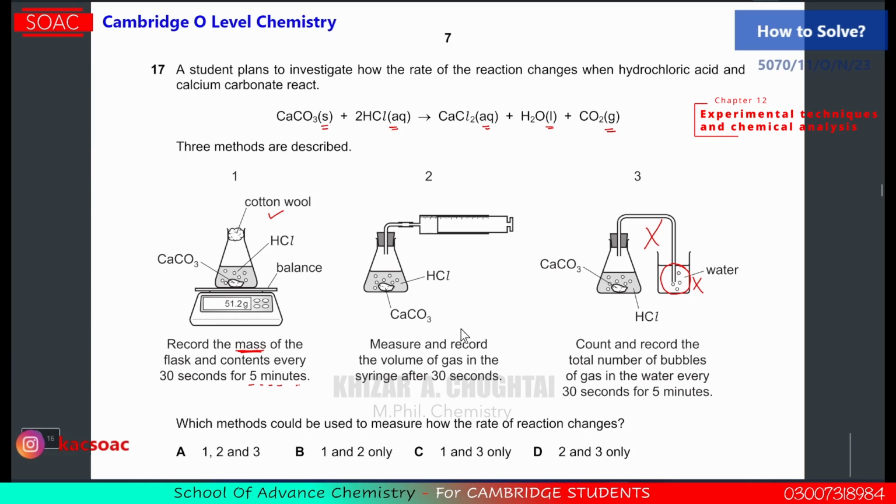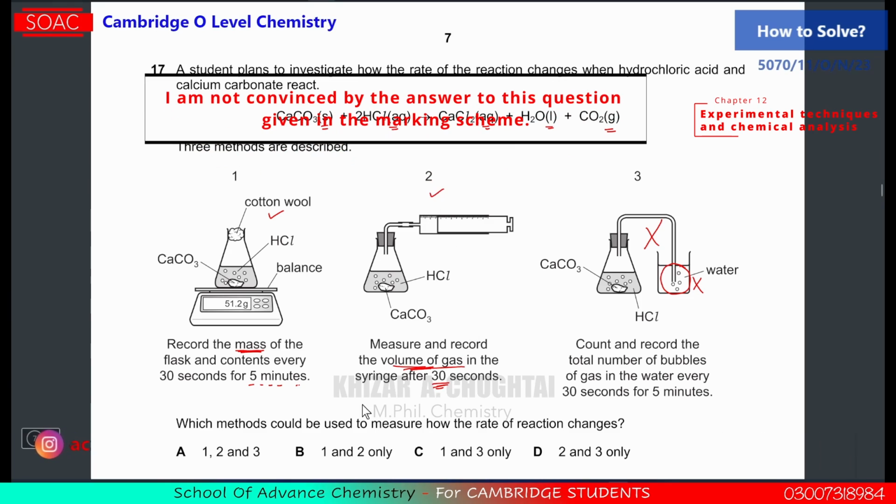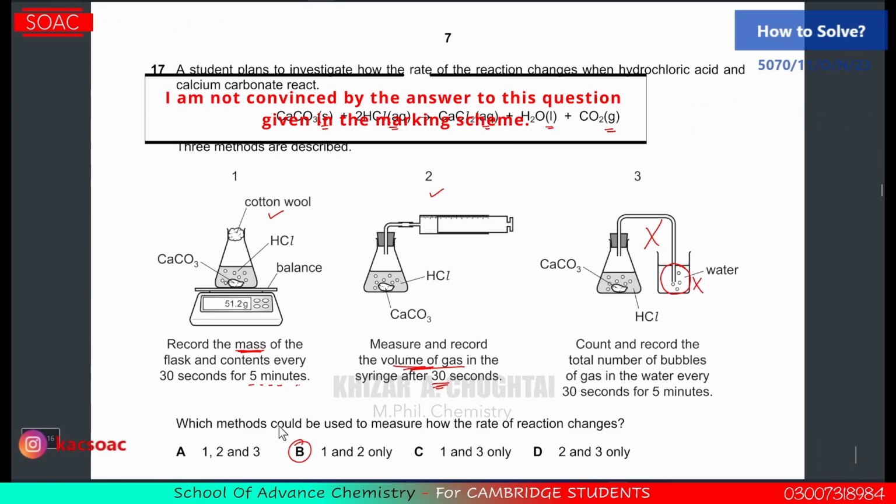In 2, yes, measure and record the volume of the gas with respect to time. So the volume of the gas can generally be plotted against time to calculate the rate of reaction. Yes, it is true. So 1 and 2, B is the correct option.